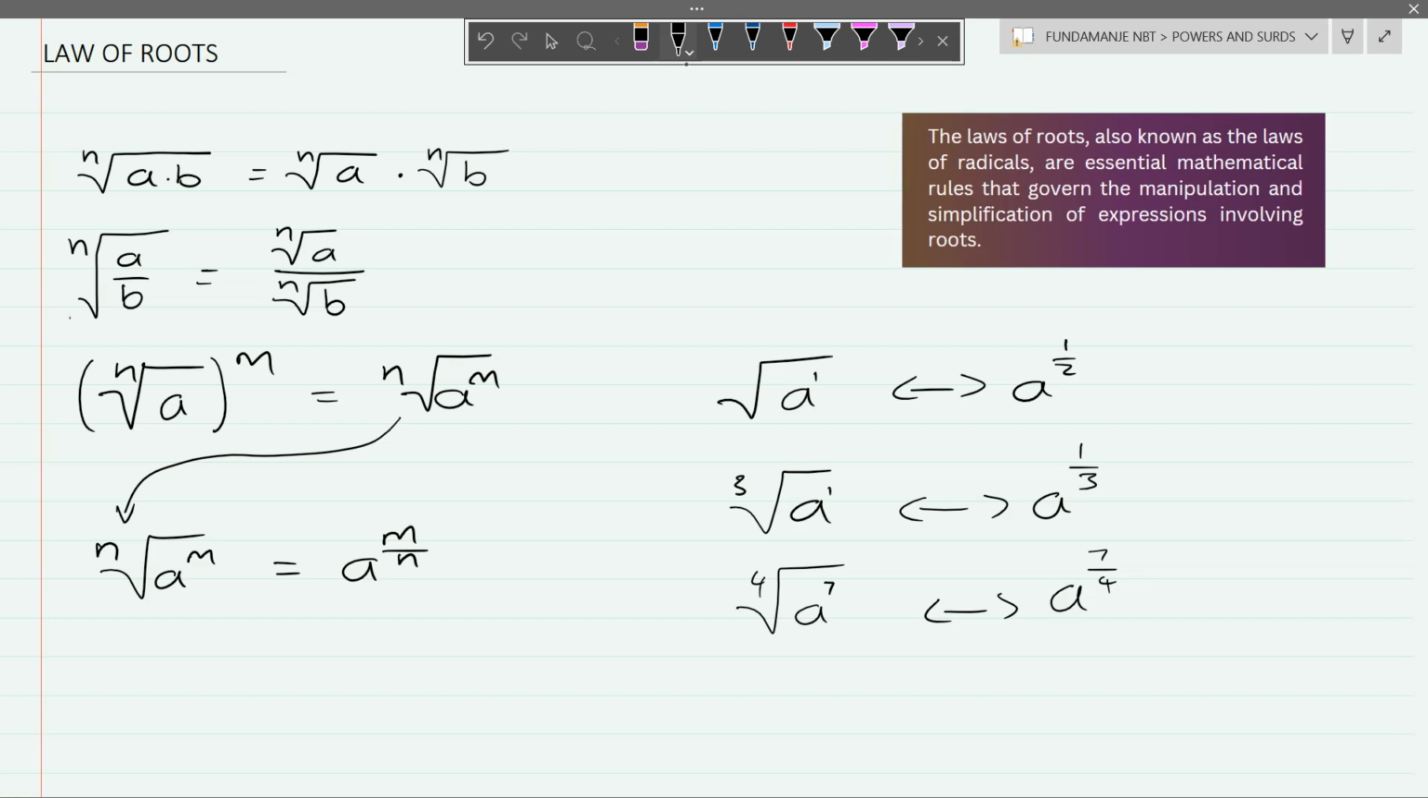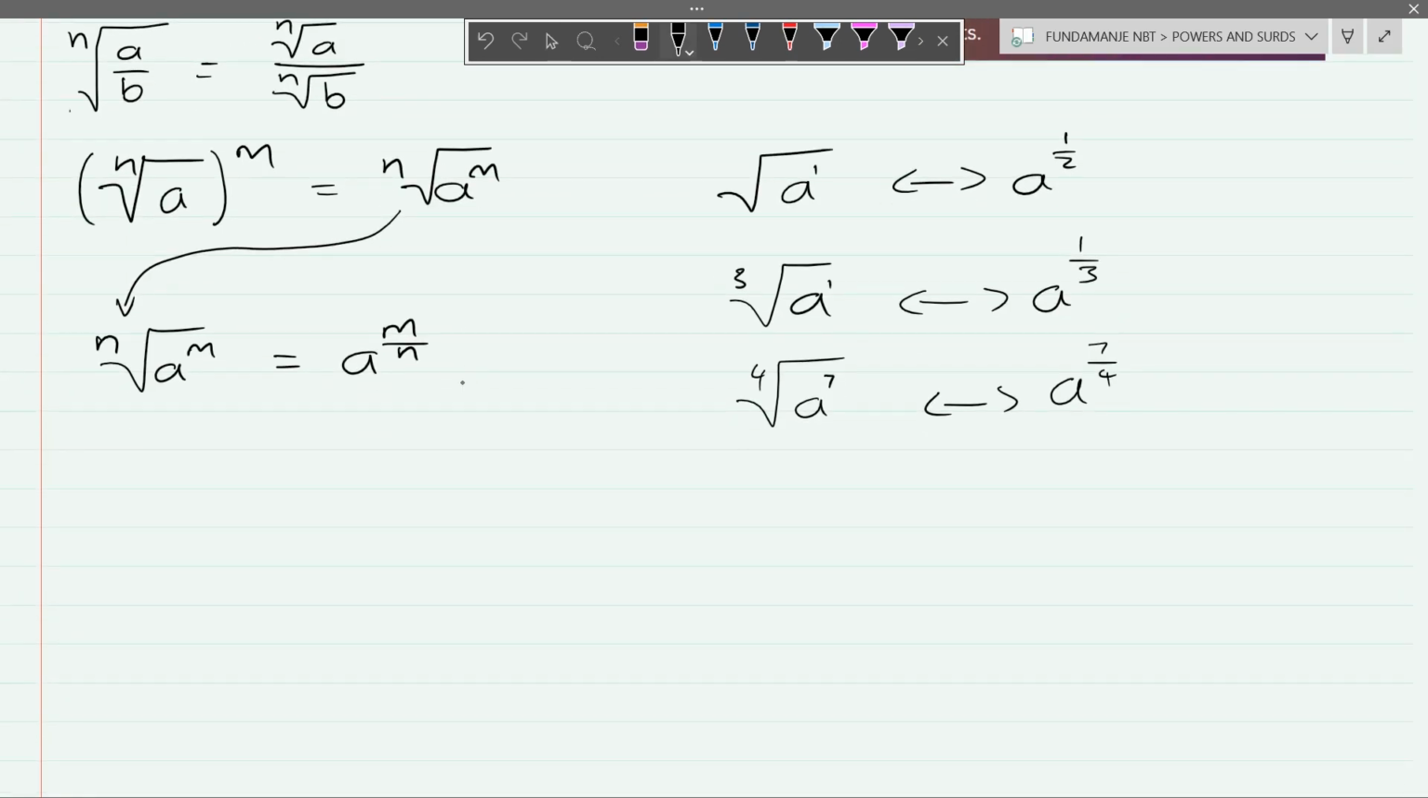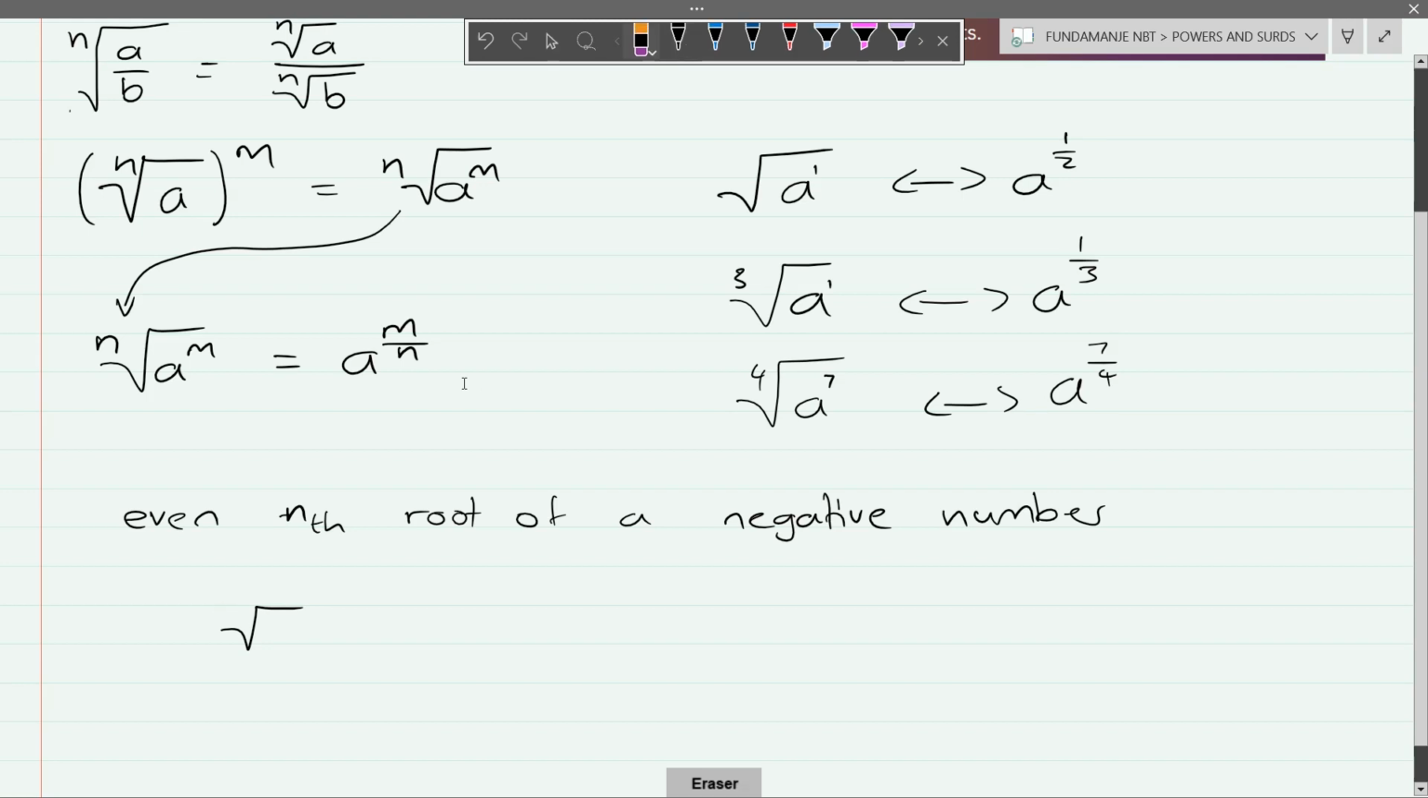And then another thing to remember is that when working with roots, it is impossible to have an even nth root of a negative number. So, what does this mean? It means that we cannot have the 2nd or 4th or 6th or 8th root of a number b where b is less than 0. This cannot be true.